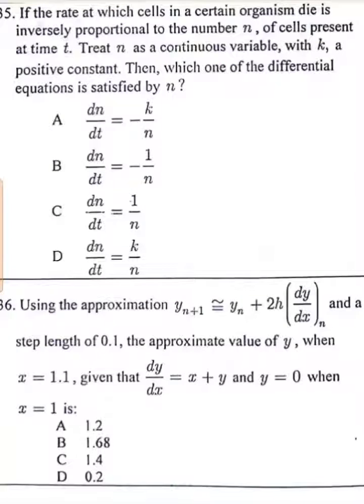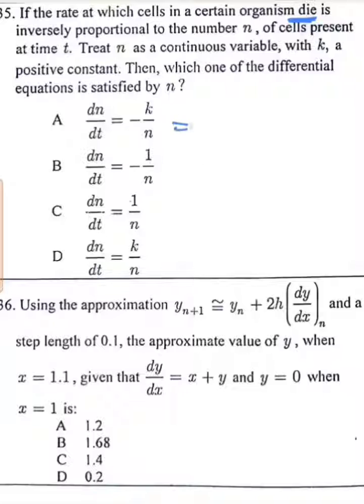In number 35, if the rate at which cells in a certain organism die is inversely proportional to the number n of cells present at time t, treat n as a continuous variable with k a positive constant. Then which one of the differential equations is satisfied by n? Actually, this is a rate problem, and each time you are reading a rate problem, look out for the word that signifies either increase or decrease. In this case, we have organisms dying. If they are dying, it means the number present at any time t would be reducing, and so we have the case of a decrease rate.